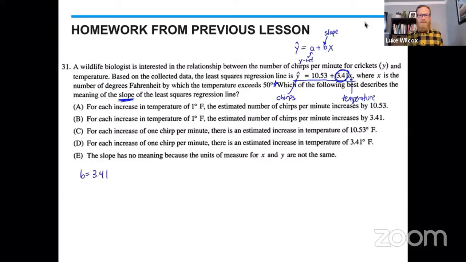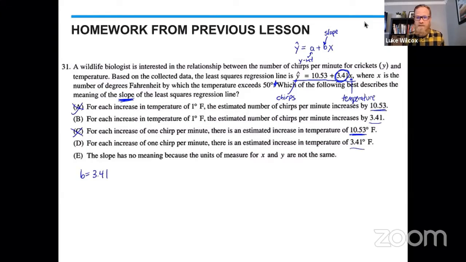Right away, if I look at the answer choices, I can get rid of a couple of those choices. Answer choice A is making some sort of interpretation of 10.53, which we know is the y-intercept. I'm seeing the same thing on answer choice C, so I'm going to get rid of that. Now, answer choice B and answer choice D have that 3.41 that I want. But let's look at answer choice E here. It says the slope has no meaning because the units of measure for x and y are not the same.